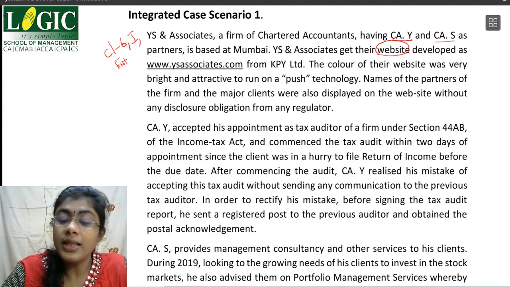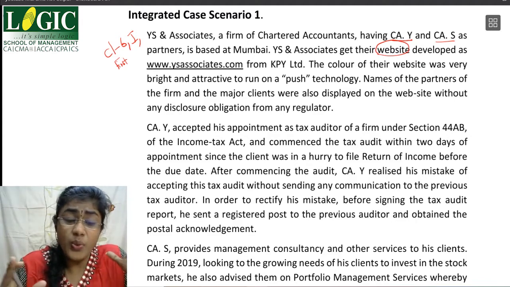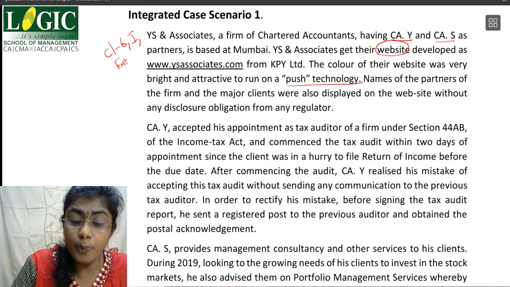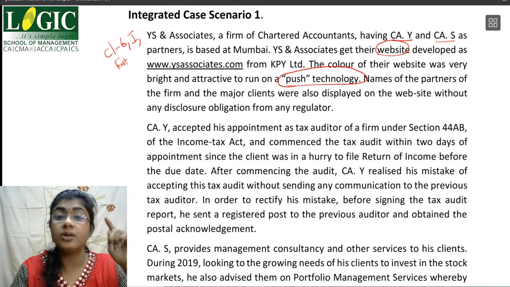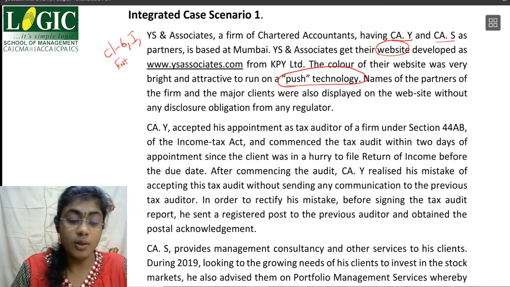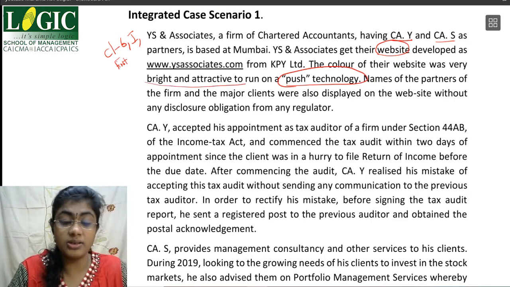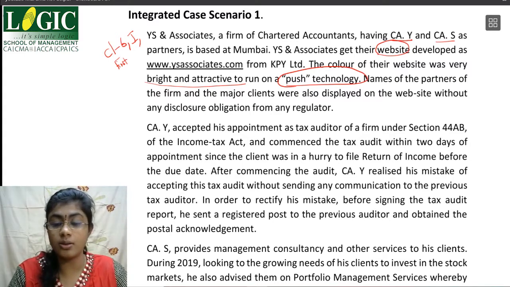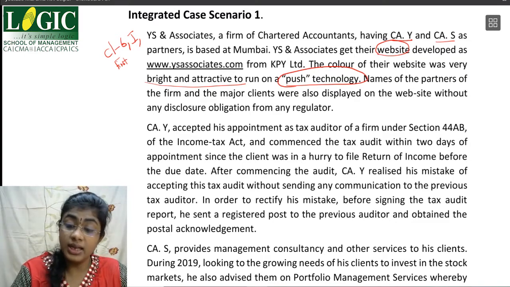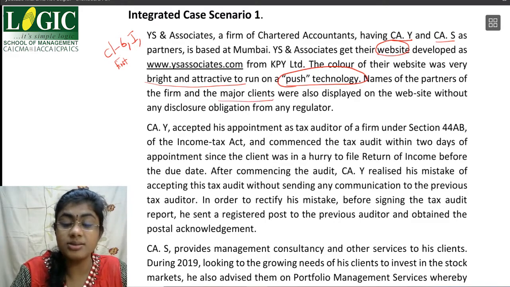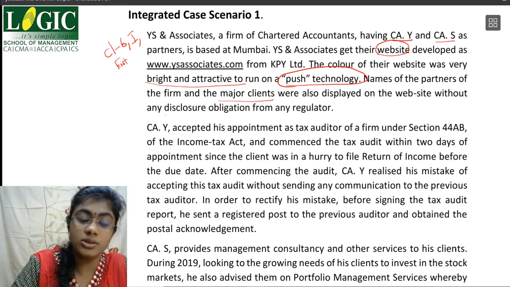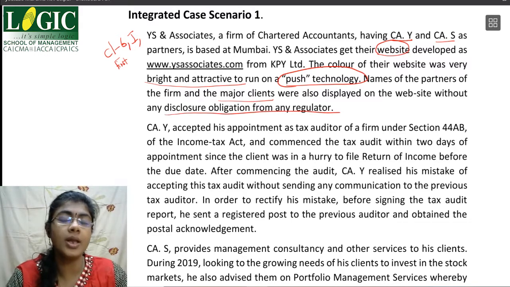The color of their website was very bright and attractive, and it runs on a push technology. So the website was very bright and attractive and they run on a push technology. The names of the partners of the firm and major clients were also displayed on the website without any disclosure obligation from any regulator.